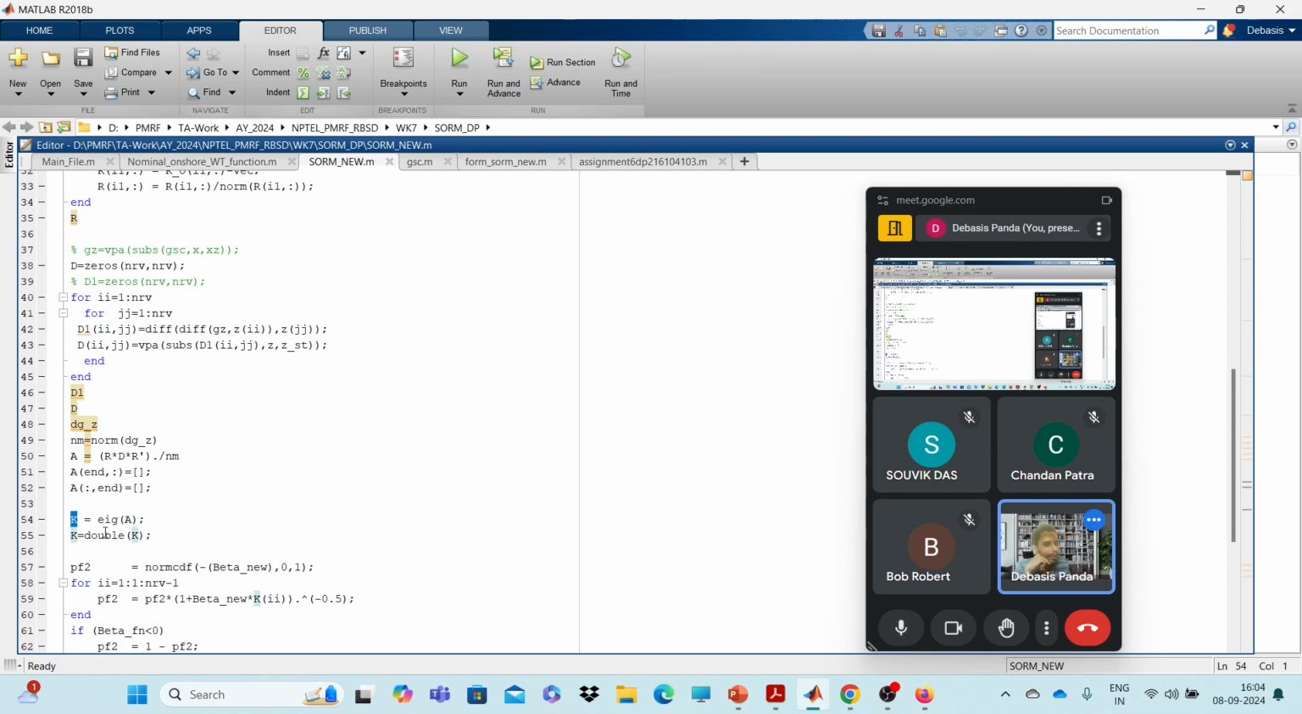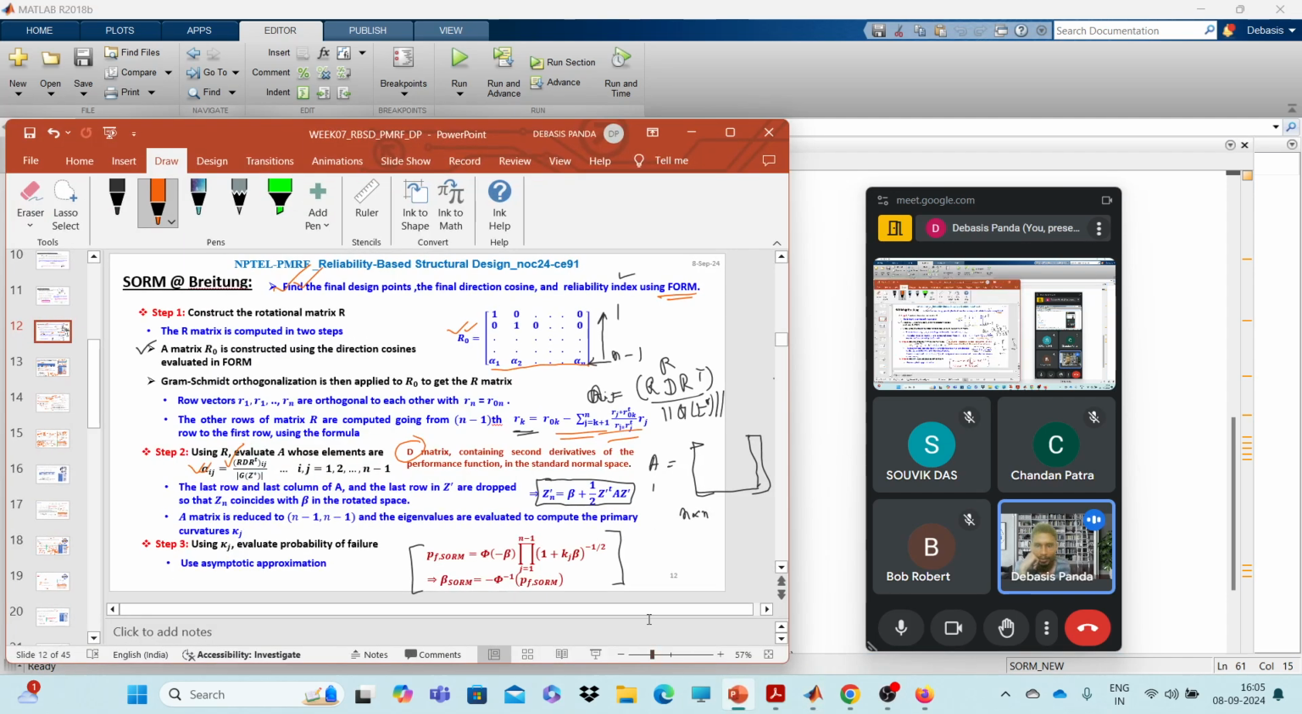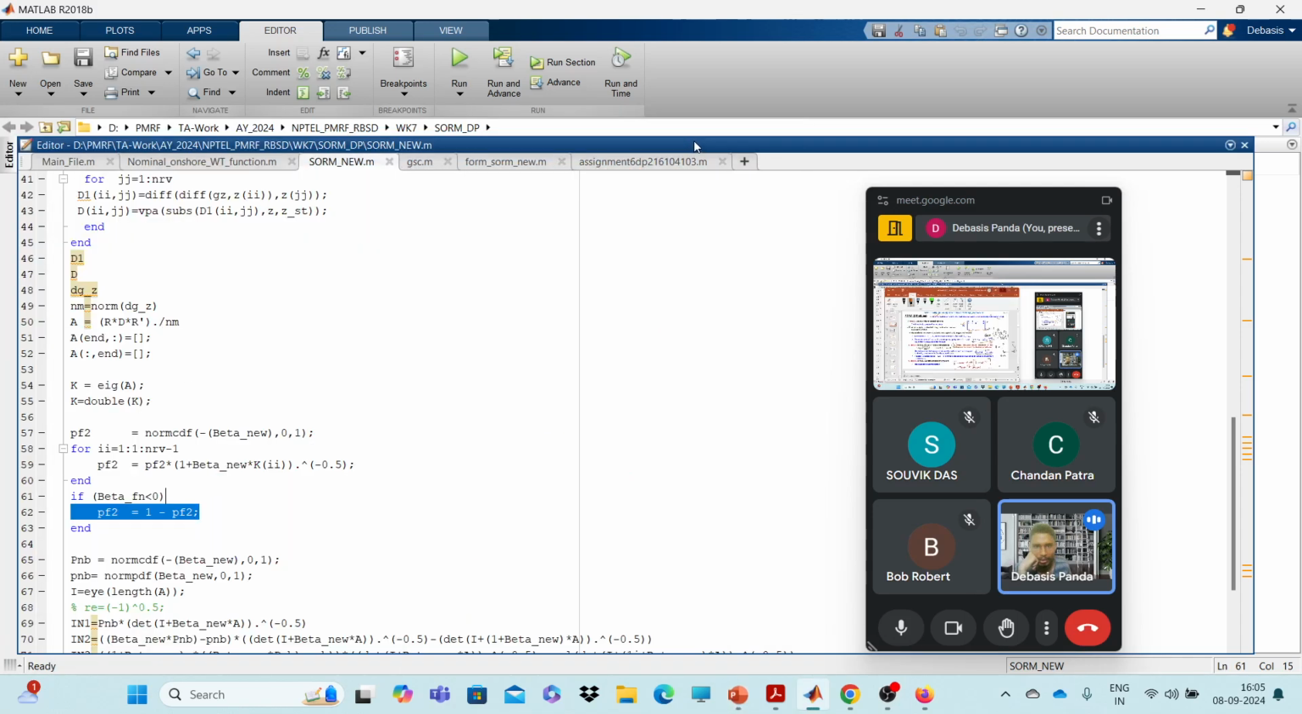Now once we have the K values, just put them in the equation of the probability of failure using the Breitung approximation. So this is the probability of failure using Breitung, PF2, 1 plus beta, and like this formula: phi of minus beta times the product of 1 plus kappa j into beta. So I have separated it into two parts, like PF2 first. This is the first order reliability method, that means phi of minus beta, and the second part.